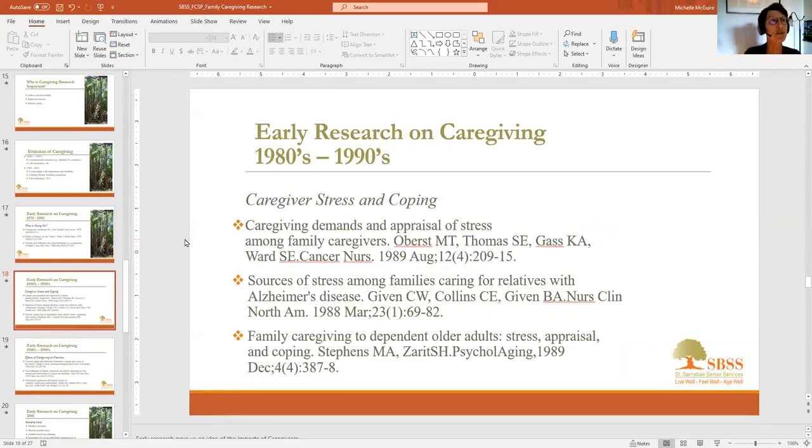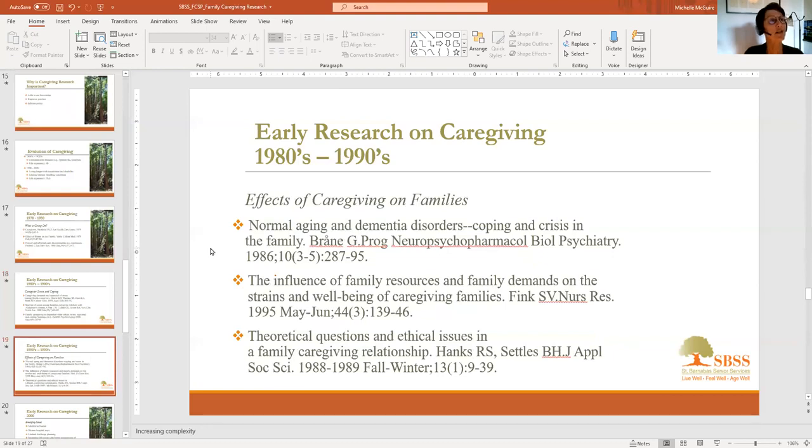They're looking at caregiver stress and coping. And look at these titles: caregiving demands and appraisals of stress among family caregivers. Sources of stress among families caring for relatives with Alzheimer's. Family caregiving to dependent older adults, stress, appraisal, and coping. They also, in the 80s and 90s, started looking at the effects of caregiving on the family.